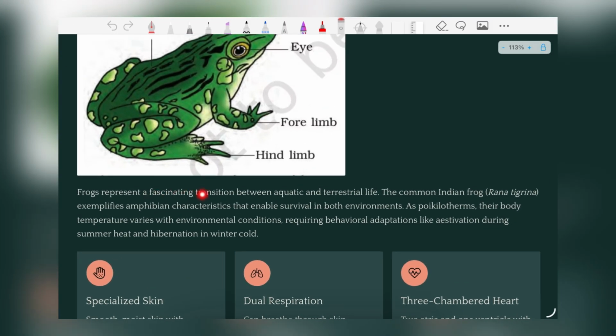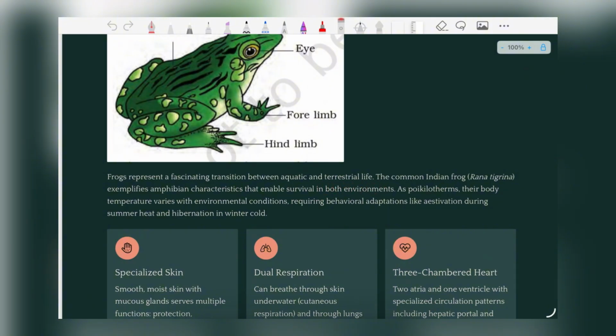Frogs represent a fascinating transition between aquatic and terrestrial life. The common Indian frog, Rana tigrina, exemplifies amphibian characteristics that enable survival in both environments. As poikilotherms, their body temperature varies with environmental conditions, requiring behavioral adaptations like estivation during summer heat and hibernation in winter cold. Because they are poikilotherms, their body temperature changes with their environment.